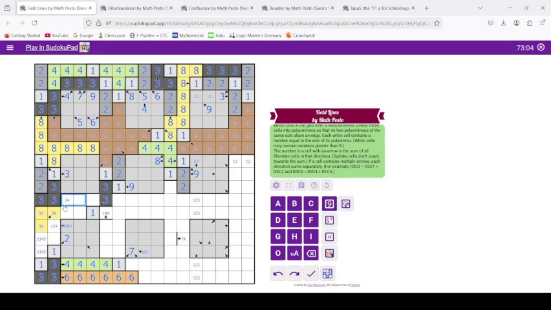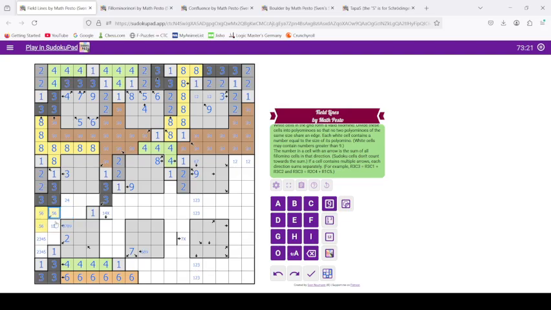If this is a 3, this can be a 4 over here. 1, 2, 3, 4, 5, with a 2 there. That works. Otherwise, well, this one has to be a 4, in fact. 1, 2, 3, 4.